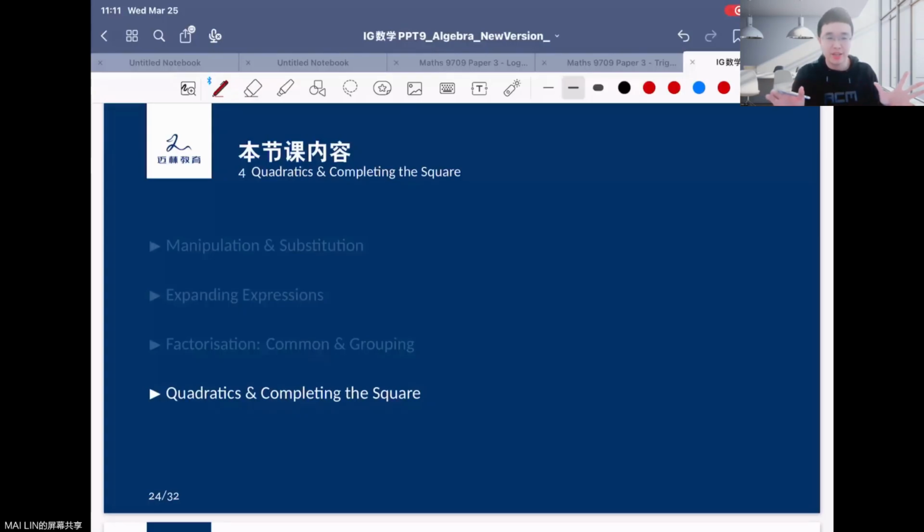Okay, hello guys. Today our topic is about quadratics and completing the squares. I believe it's the most difficult part in algebra. Because with quadratics, sometimes you're not very familiar with this, and for completing the squares, it's harder to find how to do this and how you can solve the math.